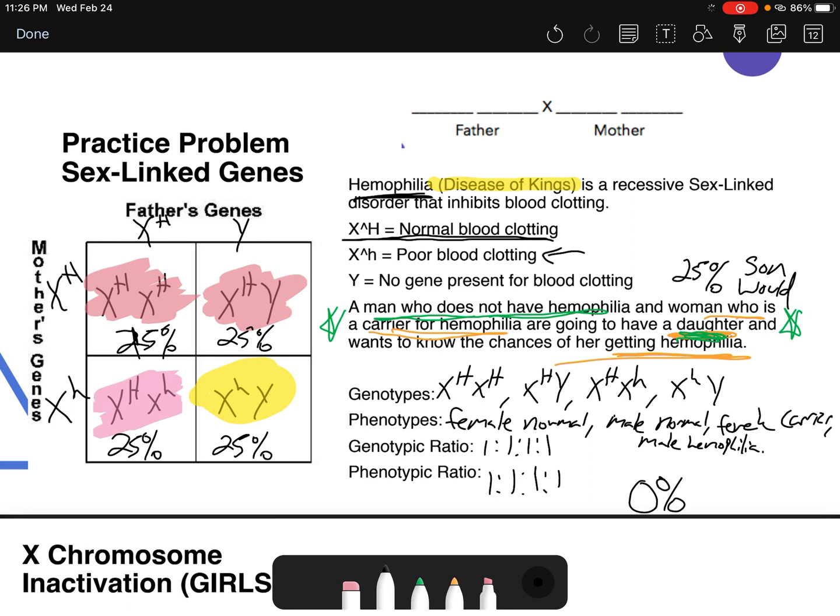Okay? So, forgot to put this in up top, but the father was going to be normal. So that was X big H and Y. And then the mother was going to be a carrier. So that's an X big H and an X little h. Okay? So hopefully that wasn't too confusing.